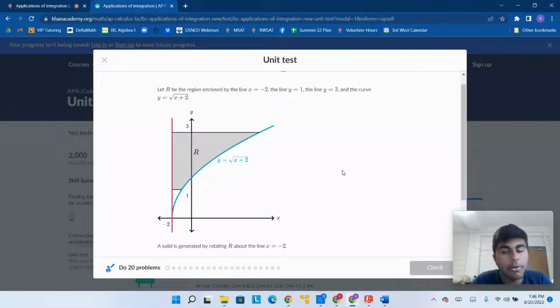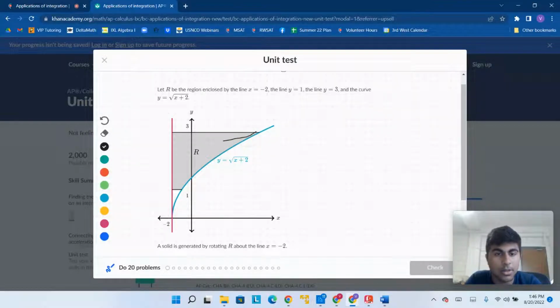So how do we go about doing these kinds of problems? Well, this is a disk, right? There's no space in between here, so it's going to be a disk. And every time you do that, you're going to get a circle. So this is going to become a circle, and then a circle.